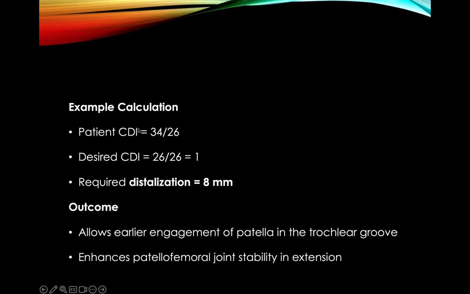So how do you calculate how much distalization is to be done? You have to calculate the CDI of the patient. Suppose for the two limbs of the measurement that I showed before, 1 and 2, one is 34 and two is 26. If you divide both of them, you should technically get 1. So the difference between 26 and 34 is 8, so the amount of distalization that you need is 8 mm.